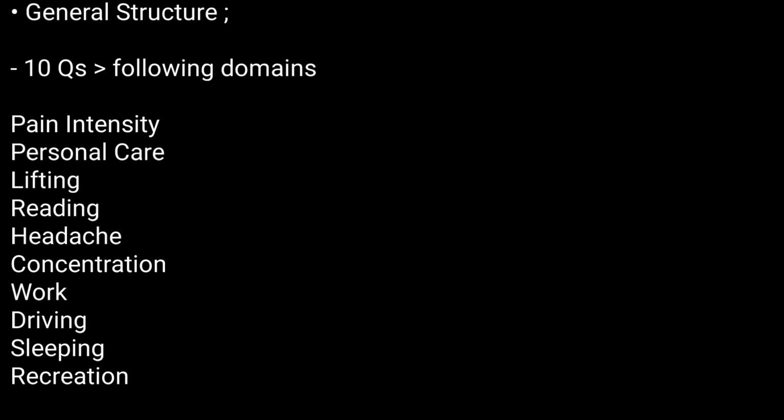General structure. The NDI consists of 10 questions in the following domains.